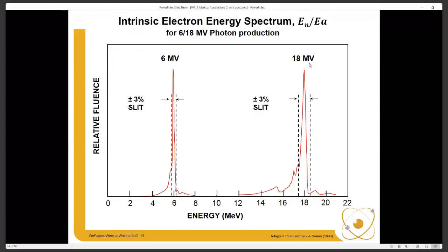Over here on the right, we've got the spectrum of what eventually will be an 18 MV beam. And we can see we have a peak at about 18 MeV, and we have some spread. Of course, 3% of 18 MV is going to be about 3 times the width of 3% at 6 MV, so these dashed lines are much farther apart. And we can see we're chopping off just lower energy and higher energy, and really this is what we're demonstrating with this figure.